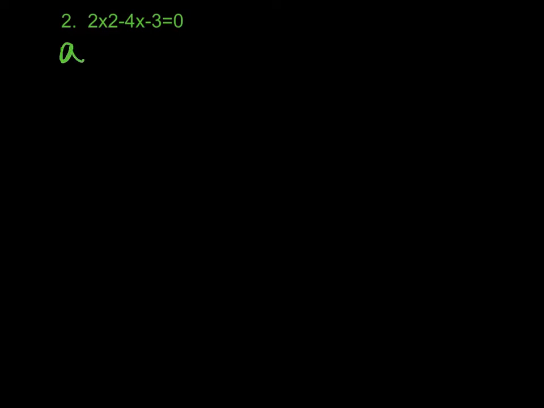So here, we're just going to say that a is the number, remember, in front of the x squared term. b is the number that is next in front of the x term, which would be negative 4. And c is the number that's the constant by itself, which is negative 3.